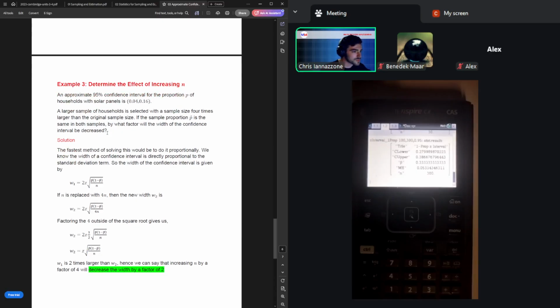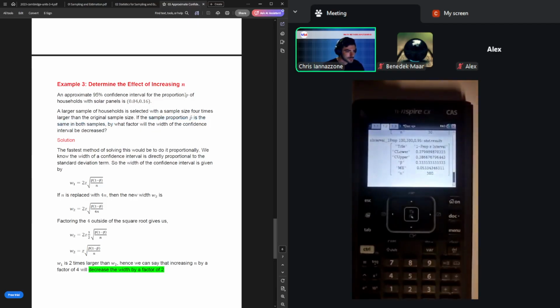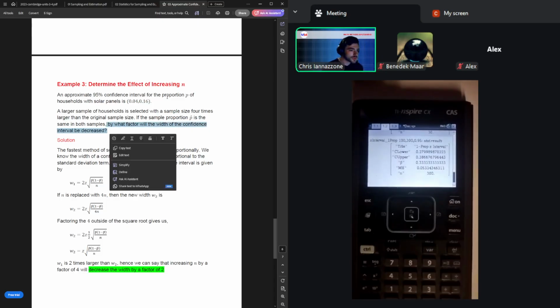If we look at the actual specifics of the question here, we're given the confidence interval itself. We're then told a larger sample of households are selected, with a sample that is 4 times larger than the original sample. P hat is going to be the same in both cases, or it's just assumed that p hat is going to be the same to make sure they're actually comparable to each other. The question is now, by what factor will the width of the confidence interval be decreased? So it's not just good enough to say, yep, we're using 4 times n, that means the width should decrease. You want to give the specific factor by which it is decreased.